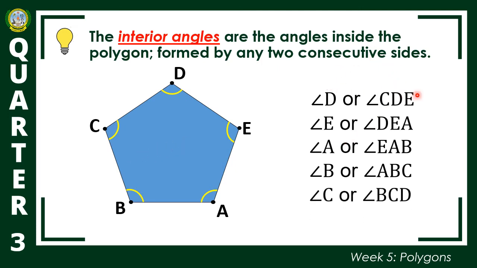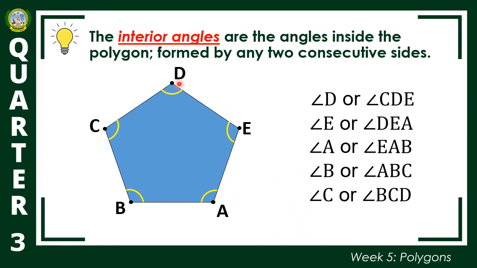So, pwedeng magkabaliktad po yung first at saka yung third letters. Ang CDE ay pwedeng EDC. Ang DEA ay pwedeng AED as long as yung ating pong vertex ay laging nasa gitna. Okay?